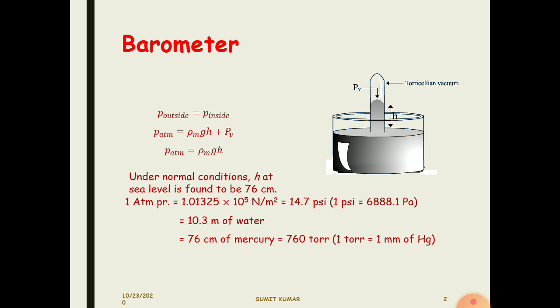But when we use water instead of mercury, the length of the barometer should be at least 10.3 meters, which is too much and it will become very difficult to carry. This is the reason why mercury is used in barometers.